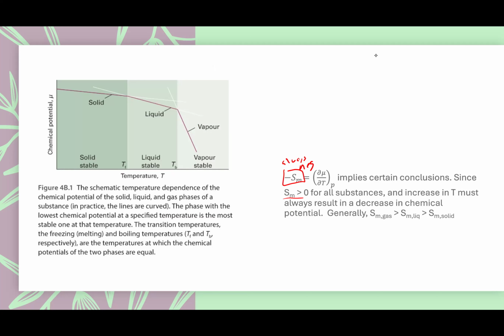The left-hand side always has to be negative, right? Which means that if we increase T, we always must end up with a decrease in the chemical potential.